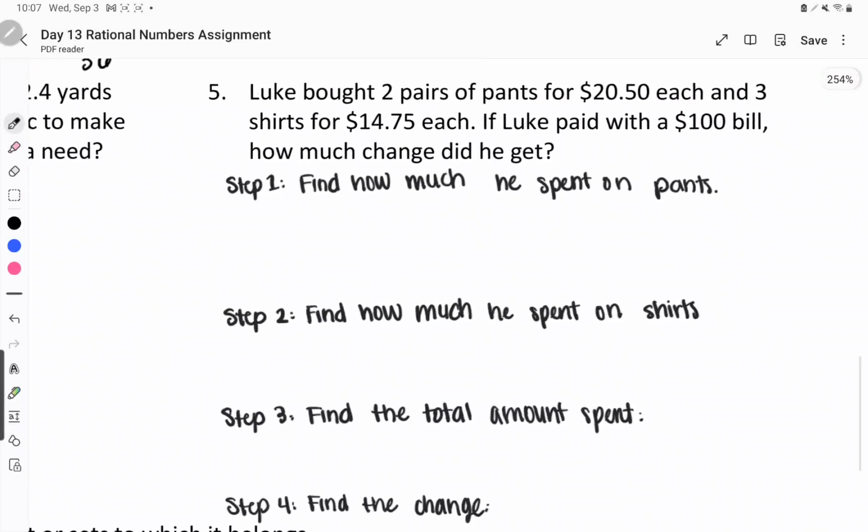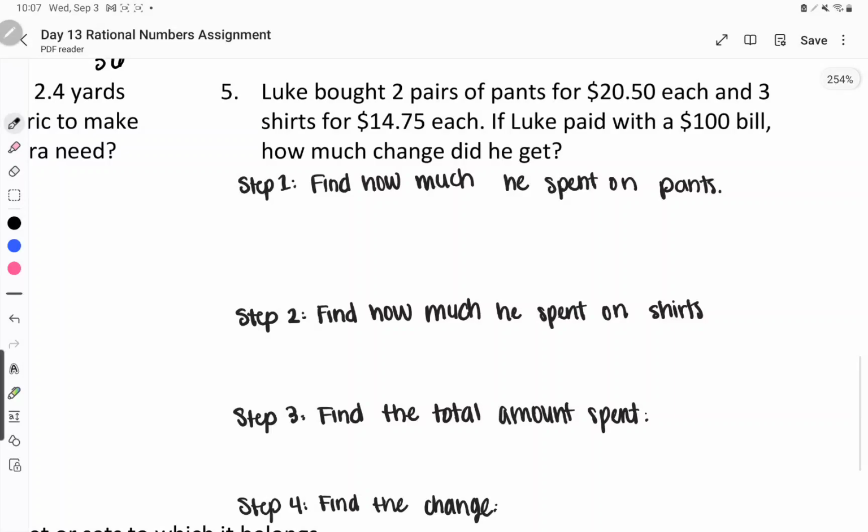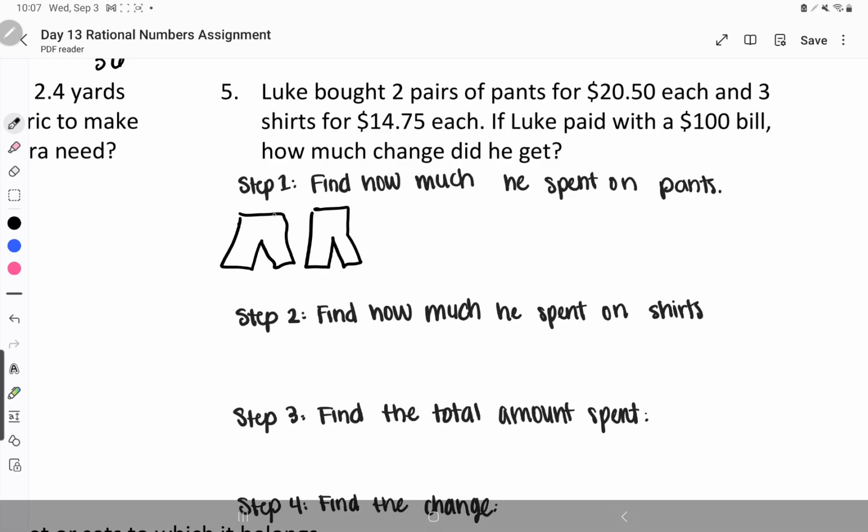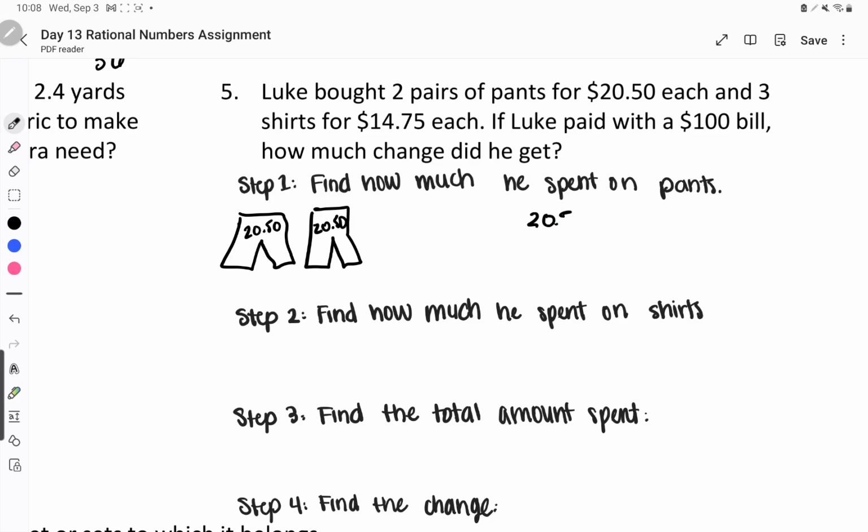All right, Luke bought 2 pairs of pants for $20.50 each and 3 shirts for $14.75 each. If he paid with a $100 bill, how much change did he get? So our first step is to figure out how much he spent on pants. So for his pants, he spent $20.50. So you can either add $20.50 plus $20.50, or you can do it times 2. I'm going to do it times 2 because I multiply a little bit faster.